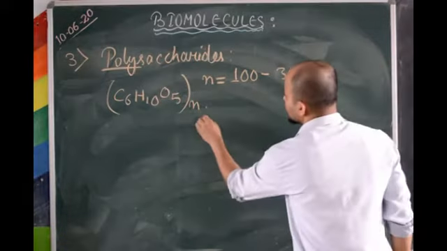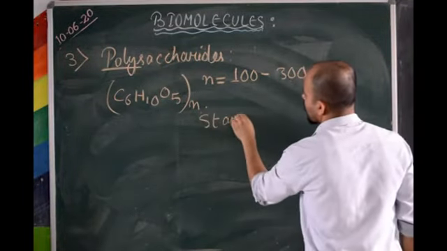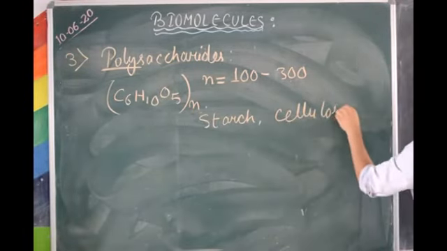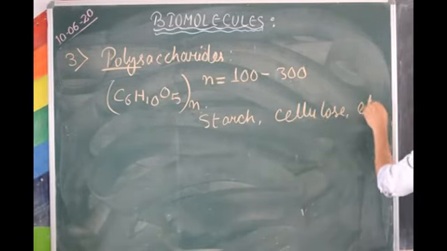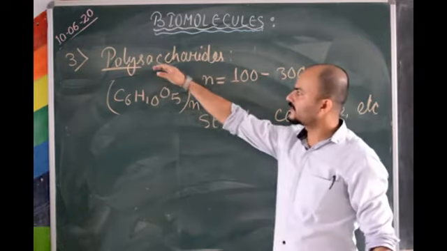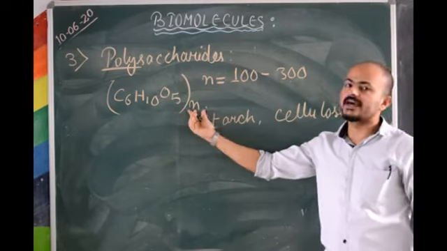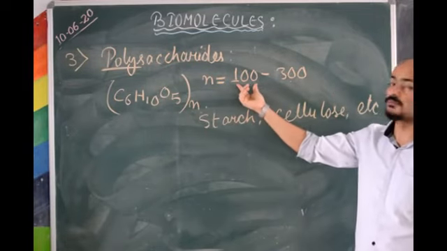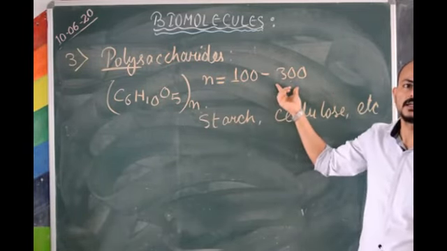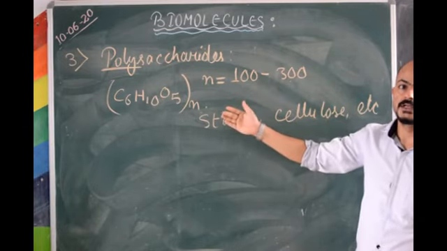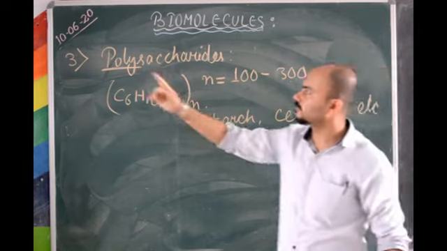Examples of polysaccharides are starch, cellulose, etc. This is the general formula, and here the value of n lies between 100 and 300. Such a large number of monosaccharide molecules. Therefore, it is known as polysaccharide.